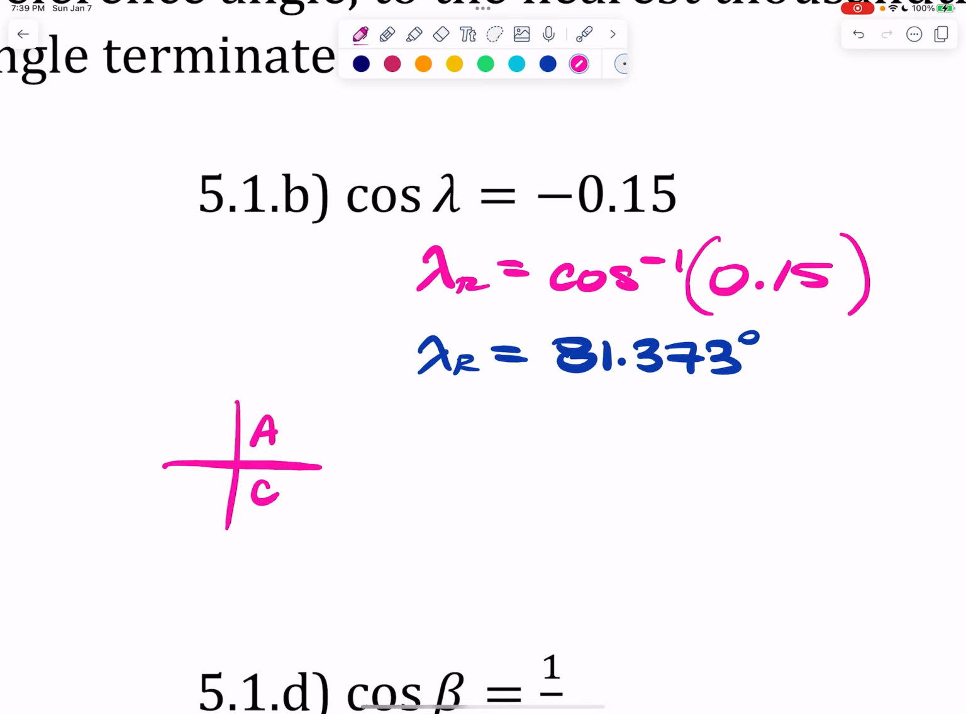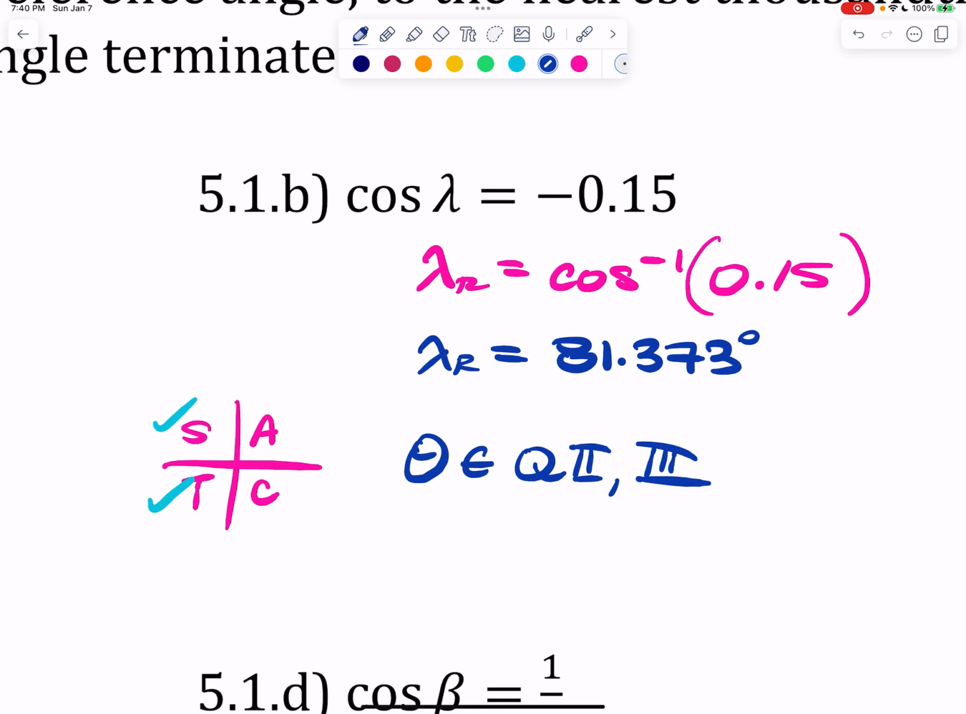For the quadrant, the cosine ratio is negative, so we can't be in quadrant 1. All ratios are positive in quadrant 1. Can't be in quadrant 4, because cosine's positive in quadrant 4. So we're in quadrants 2 and 3. So those are the results there.